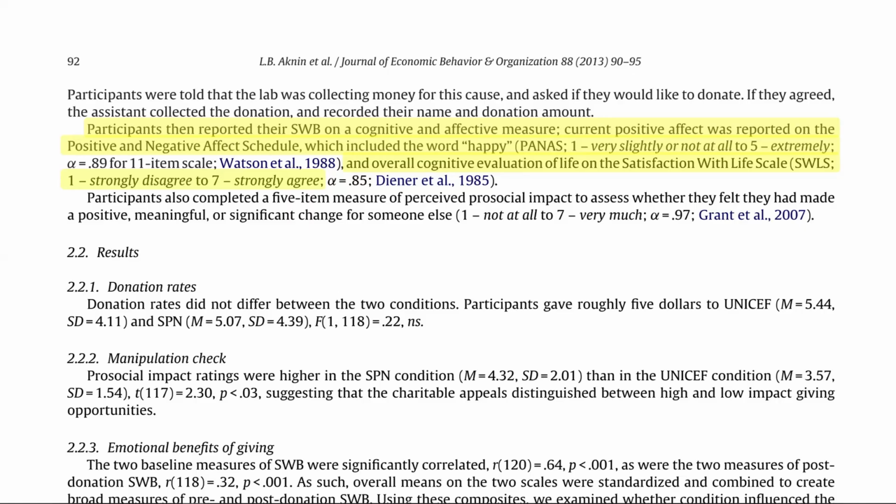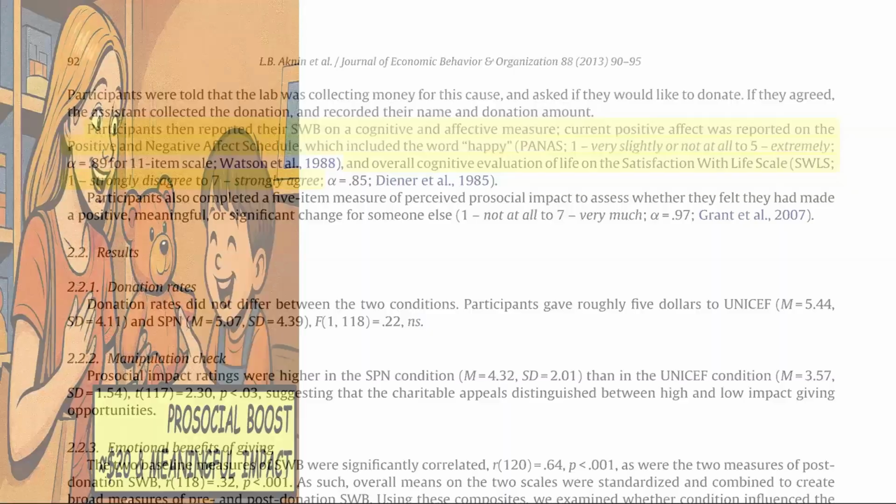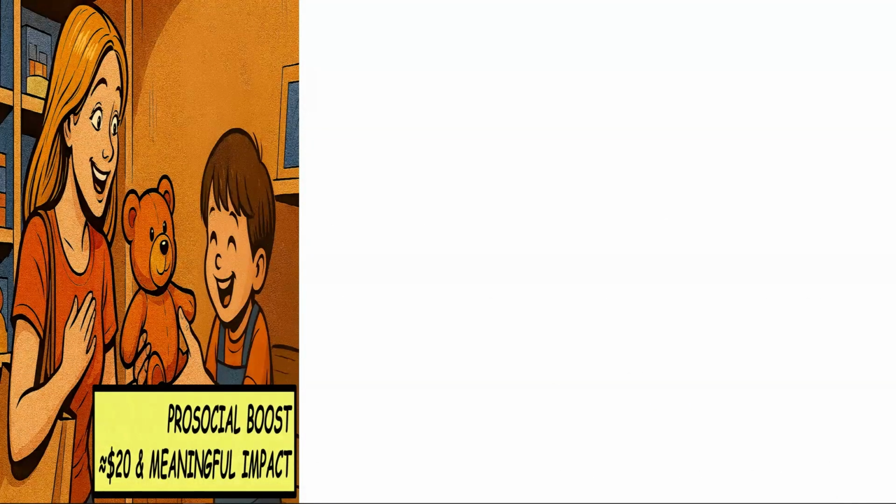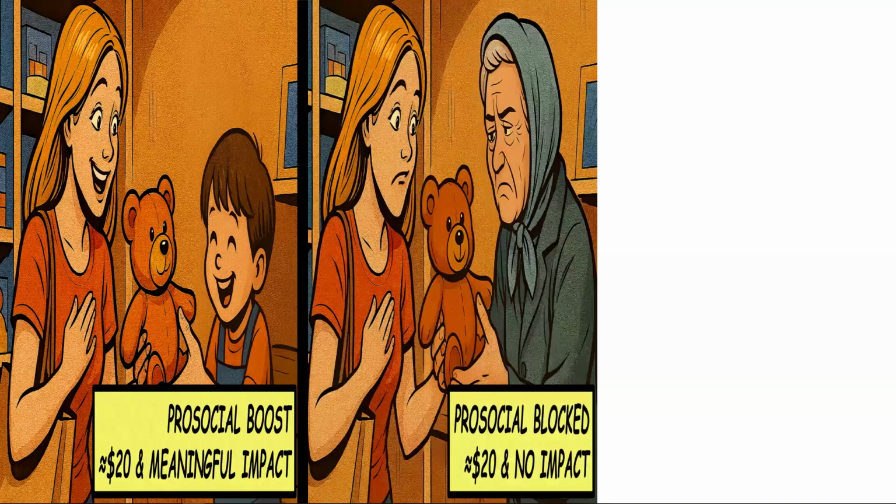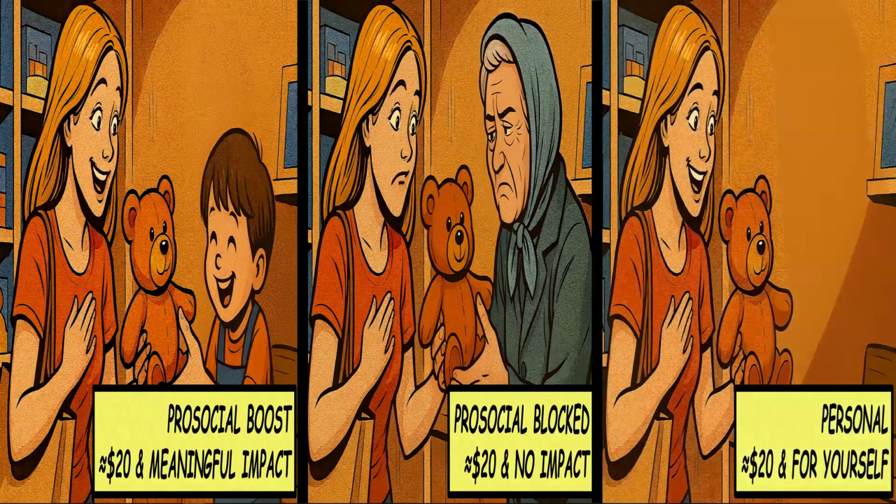So basically, to sum up the study design, we have one condition, the prosocial boost, where subjects were asked to recall a time when they spent $20 on somebody else and it had a positive, meaningful impact on that other person. Then we have condition number 2, the prosocial blocked. These are completely different subjects who recalled a time when they gave somebody a gift, approximately $20, and it had no meaningful impact on that other person. And then finally, the third condition, the personal condition, was when you spent $20 on yourself.